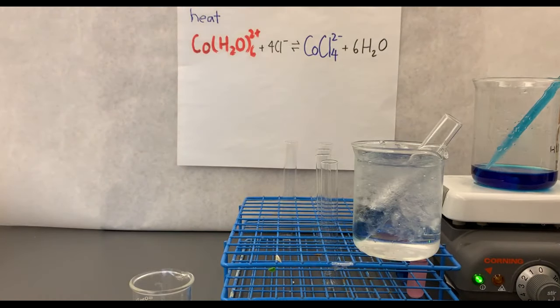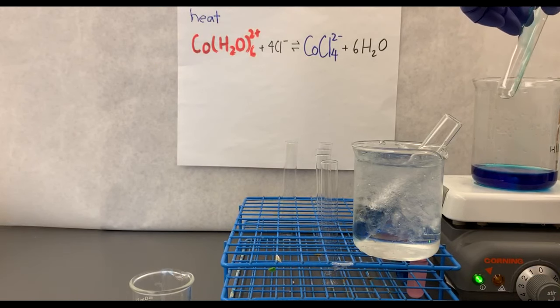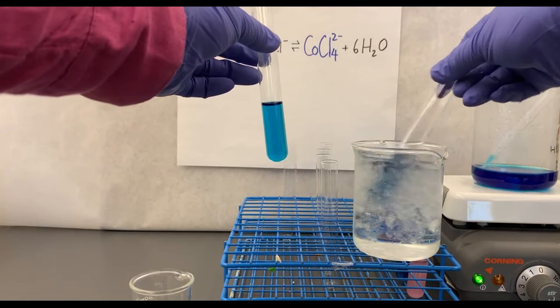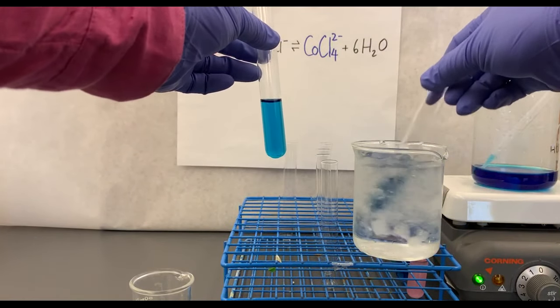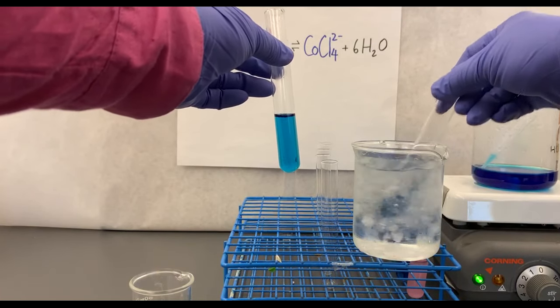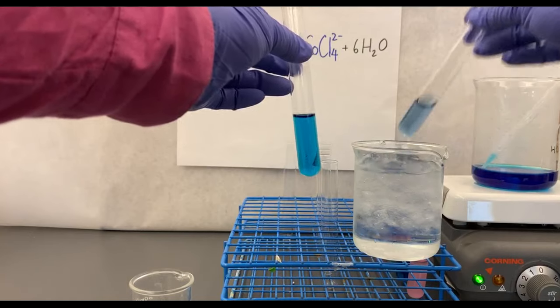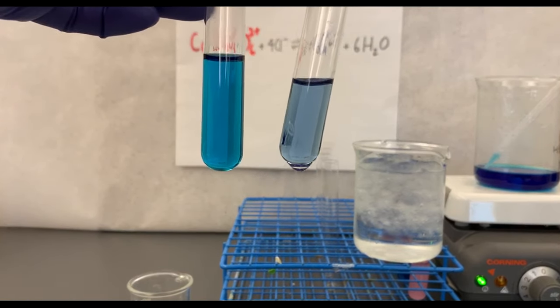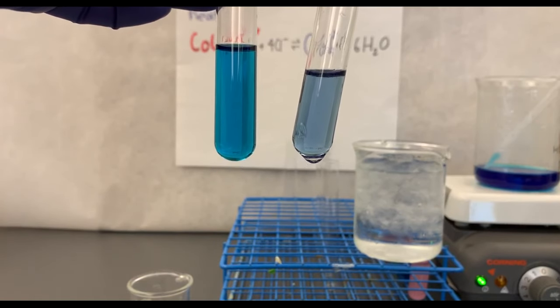Meanwhile, I will prepare test tube number 2. So you can see that after I've left it in the ice water for a little bit, it has turned to a light purple color. Okay, and just as a comparison, this was the blue before, this is the color now. It's turned into a light violet color.